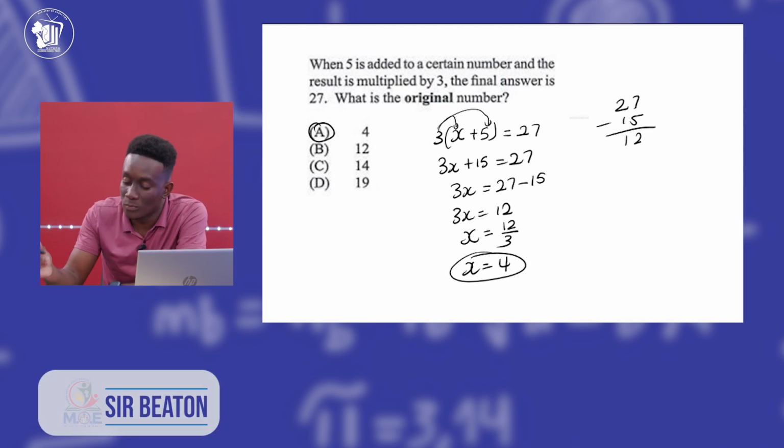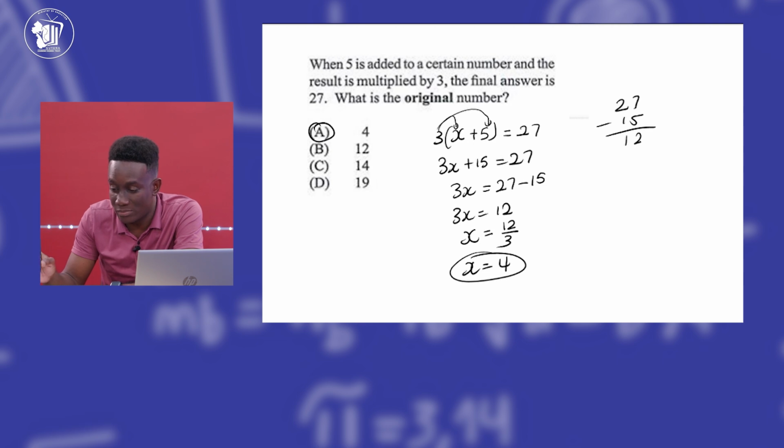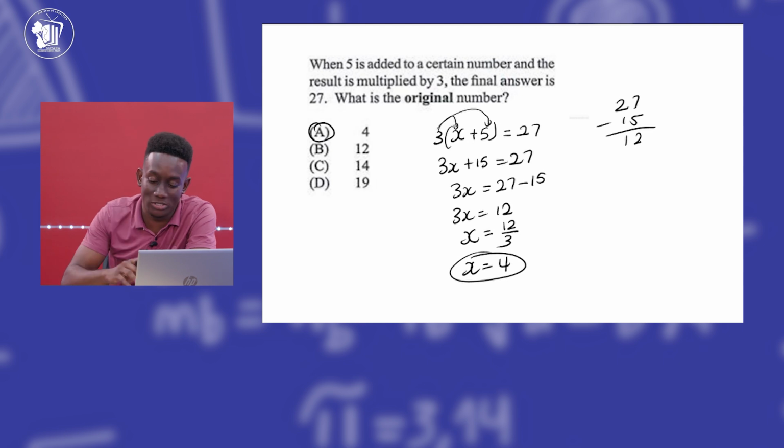And we could think of it, when 5 is added to 4, this will give us 9. The result is multiplied by 3. So 9 times 3 is 27. And that is how we can double check our answer.